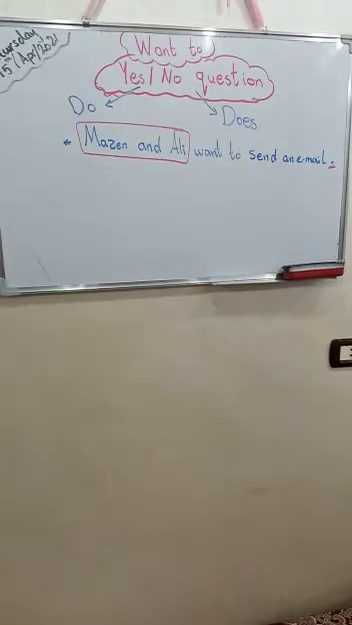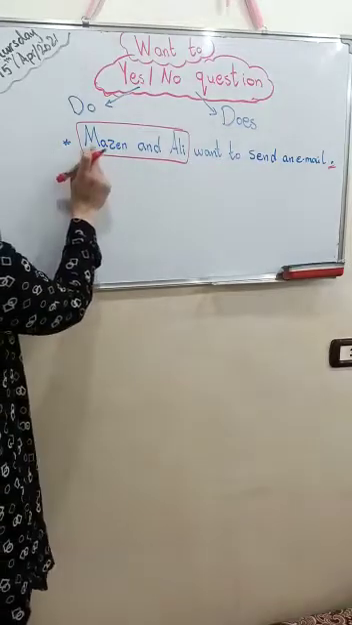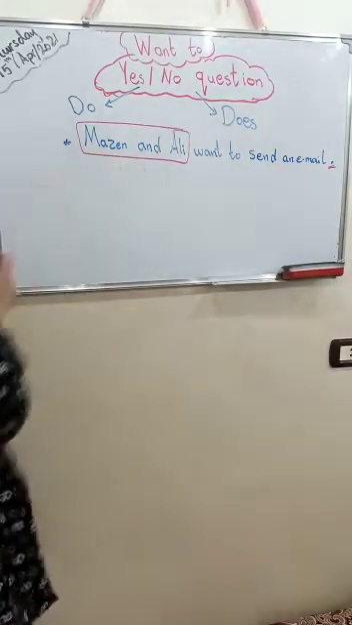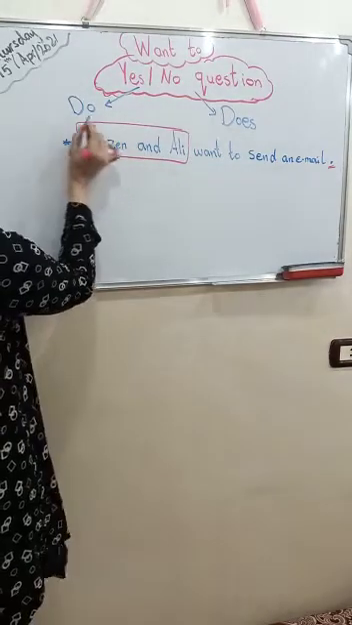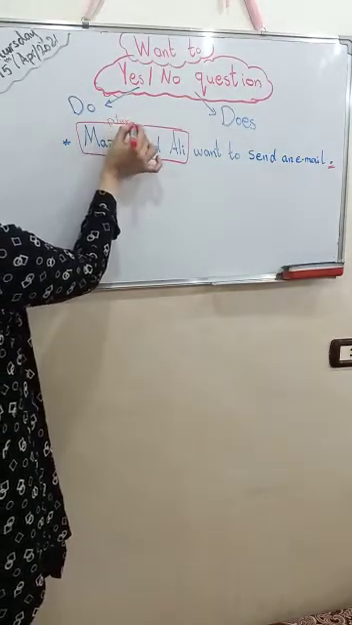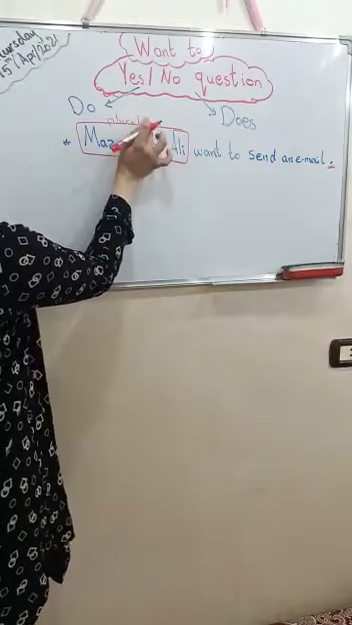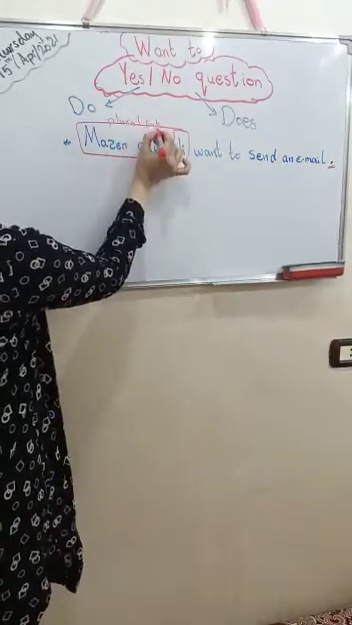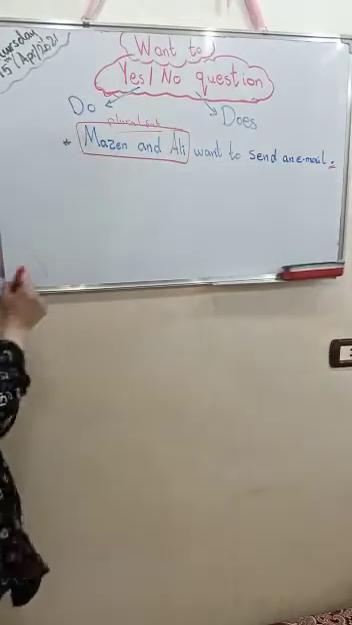Now another example. مازن and Ali want to send an email. Where is the subject here? The subject is مازن and Ali. Singular or plural? Plural subject, okay? So we are talking about two persons. Plural subject. يعني ثالث فاعل جمع.